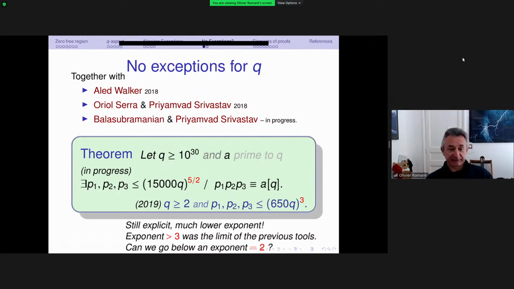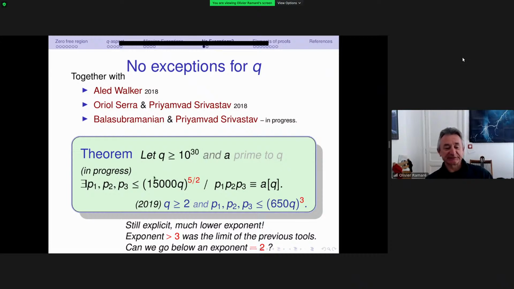And then we started working with Aled, then with Oriol Serra and Priyambad, and now I'm trying to get my Balu number down to 1, because just now my Balu number is 2. So I would like to write a paper with Balasubramanian, and it's in progress. The paper is written. It has to be published for the Balu number to be officially equal to 1. But I hope that by the end of this year, I'll be able to say that I'm a 1 Balu person.